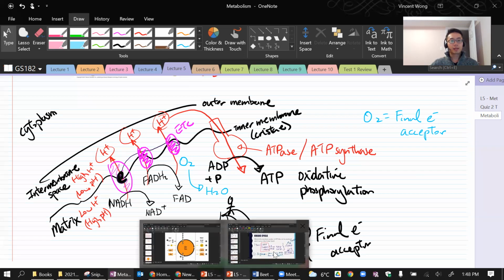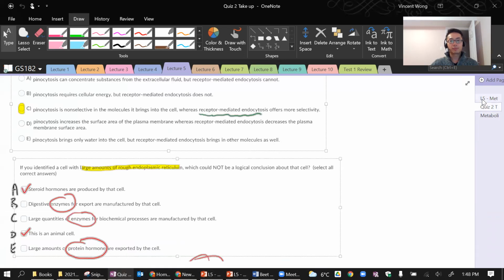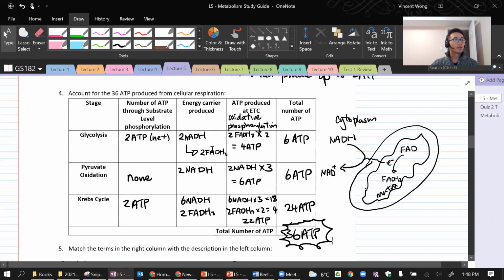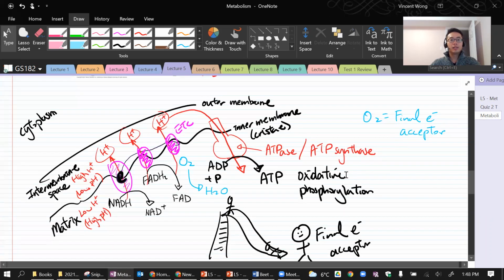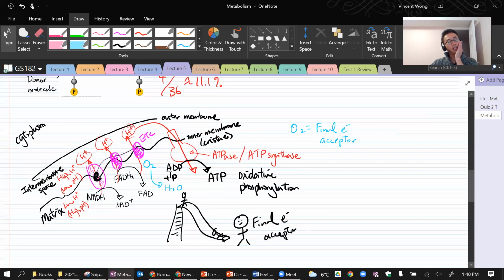Okay. Let's go back to the thing here. What is this process called? Oh, that's a tricky question. Yeah, the process by which the ATP is produced is called oxidative phosphorylation.